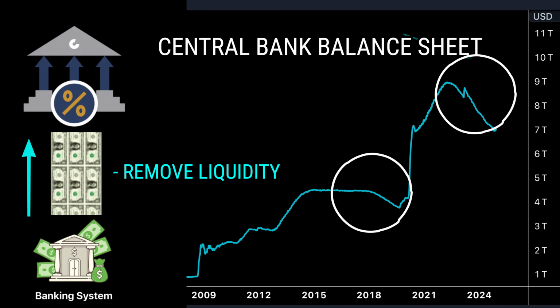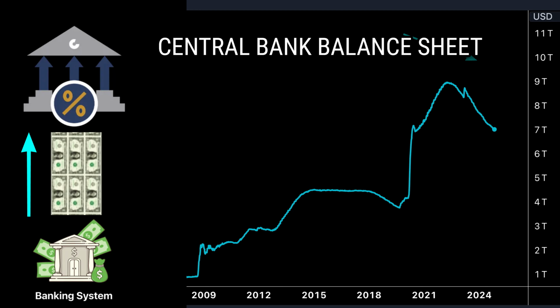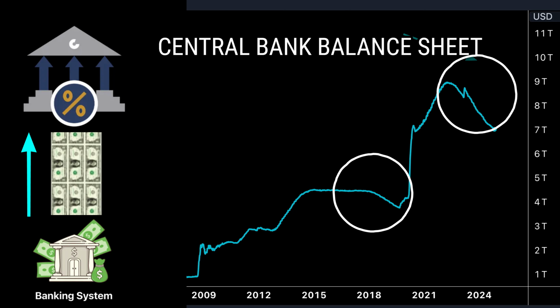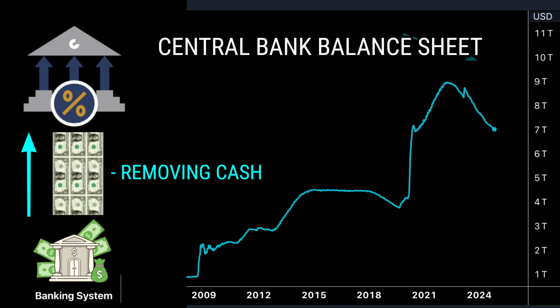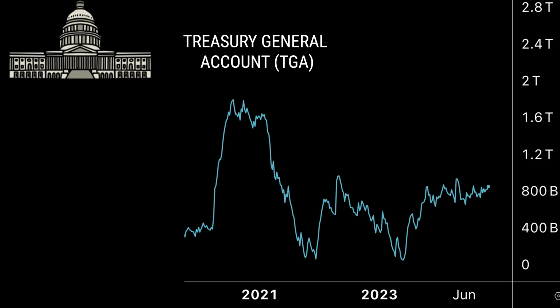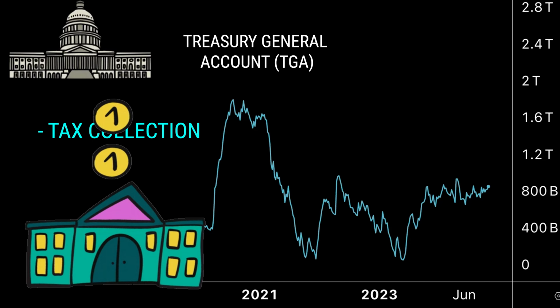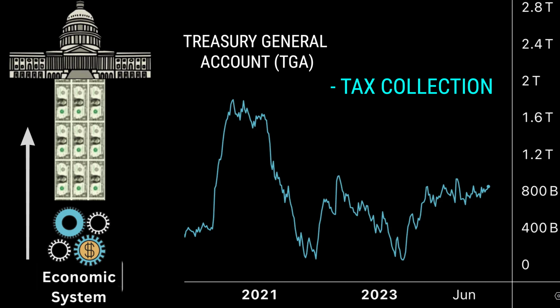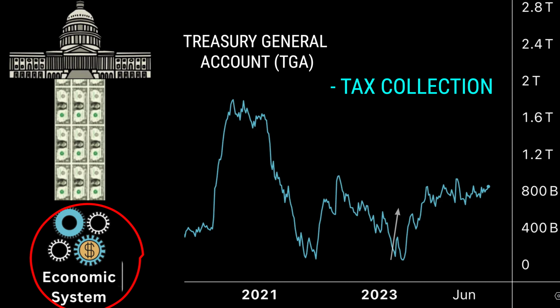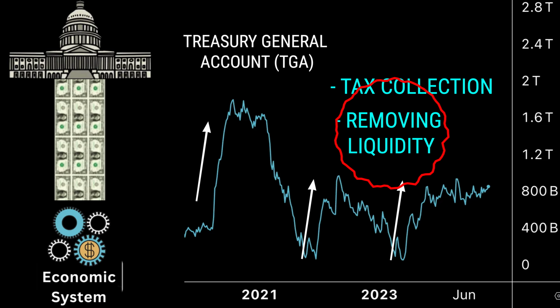The Fed can also remove liquidity by doing the reverse, selling assets to banks, which would have the opposite effect, sending the balance sheet lower. And obviously, removing cash from the banking system restricts their ability to fuel or finance the economy. Next, we have the Treasury General Account, also known as the TGA. This is the government's checking account within the US Treasury. When the government collects taxes, they are draining liquidity from the economy, and that builds up in their account. They are effectively removing liquidity in circulation.